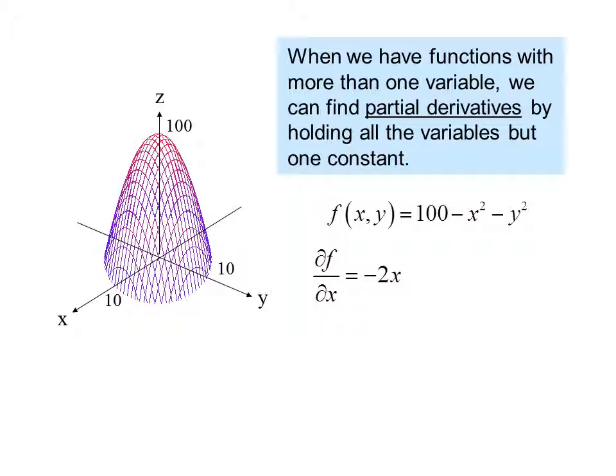The partial derivative of f with respect to x is negative 2x. The derivative of 100, of course, is 0. Also, since we were holding y constant, the derivative of negative y squared is also 0.